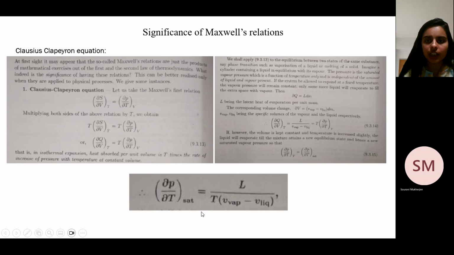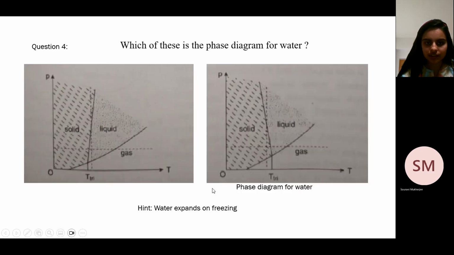Similarly, you can define it for solid to liquid transformations, and this in a way manifests itself in the phase diagrams. So one such example was this: if you look at some liquid, and then if you look at water, you would see that in water the slope of the P versus T graph for this solid-liquid transition has a negative slope.